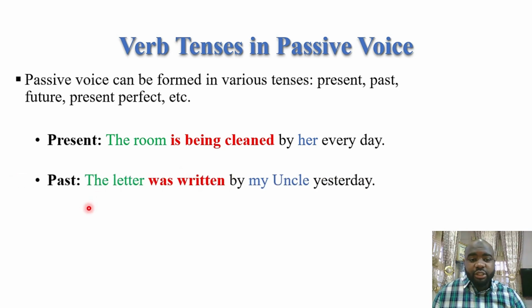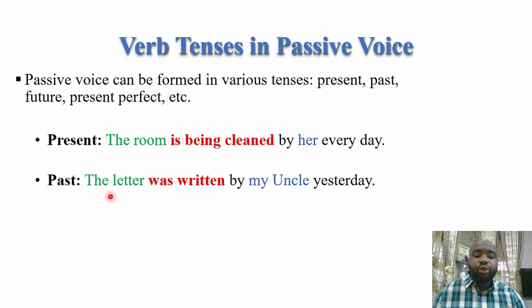Past tense, all right. The letter was written by my uncle yesterday. If we also want, we can change this to what? Active voice. My uncle wrote the letter yesterday. All right. We have our passive voice here in past tense.